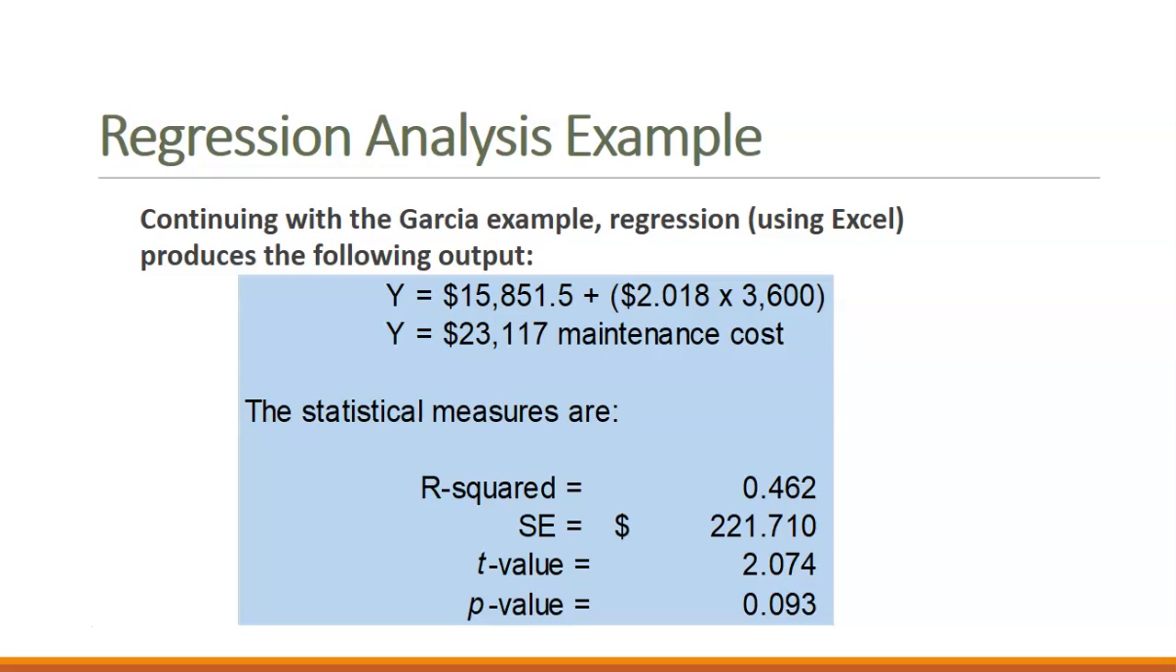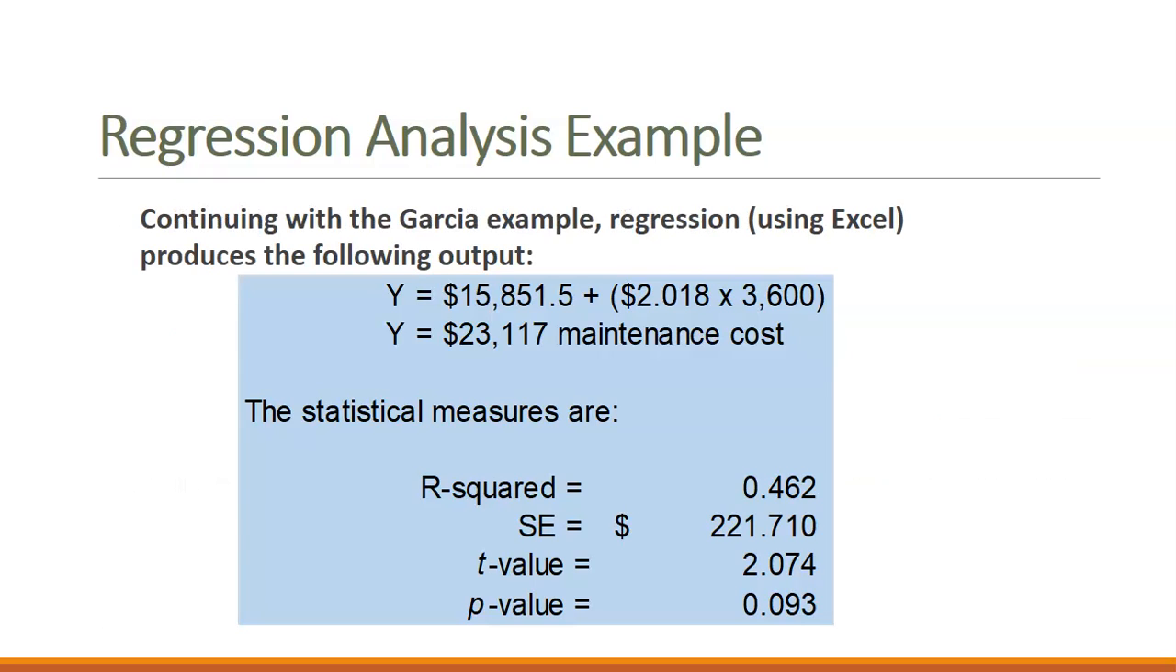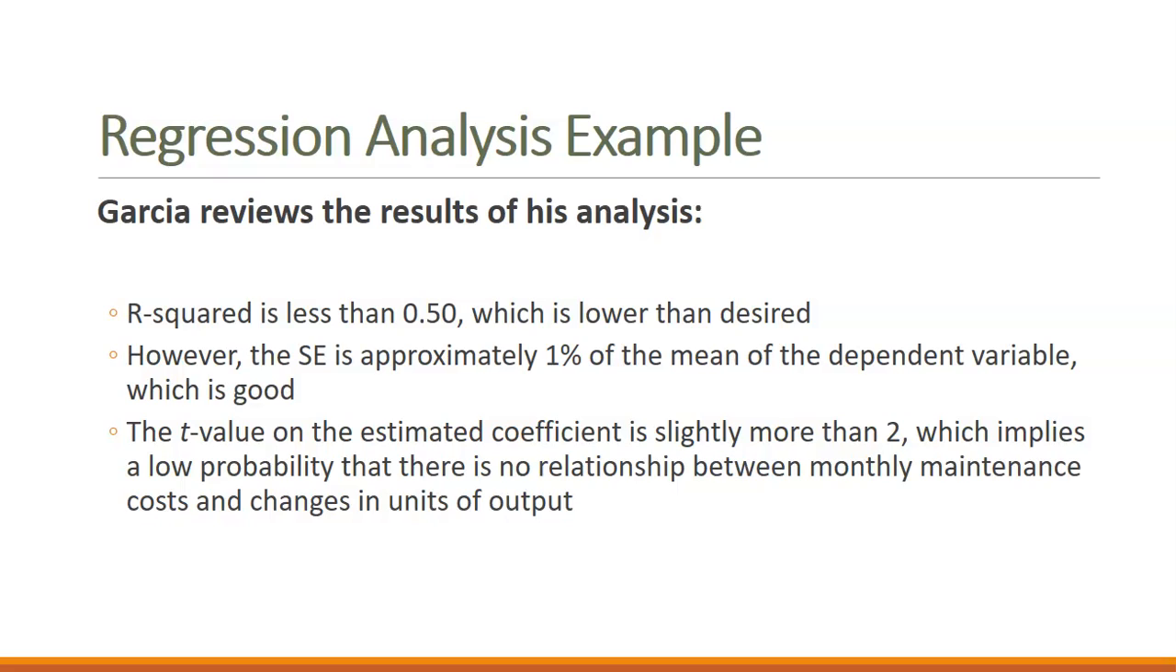So the SE, 221.7, that's our fixed cost. Then we have t-value and p-value and our R squared amount. The R squared is less than 0.5. This is lower than desired. However, the SE is approximately 1% of the mean of the dependent variable, which is good. The t-value on the estimated coefficient is slightly more than 2, which implies a low probability that there is no relationship between monthly maintenance costs and changes in units of output.